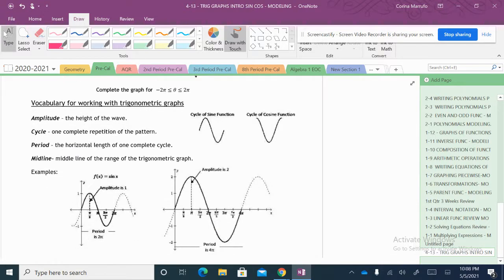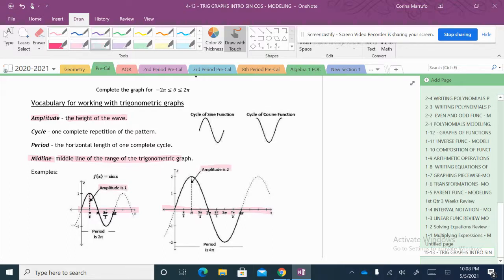Okay, so we have one thing, it's called the amplitude. The amplitude will tell you the height of the wave, but the height comes from the midline to the height of the wave. So if we look here, this is my midline right here. And the amplitude would be this piece right here. Amplitude is 1, amplitude is 2.